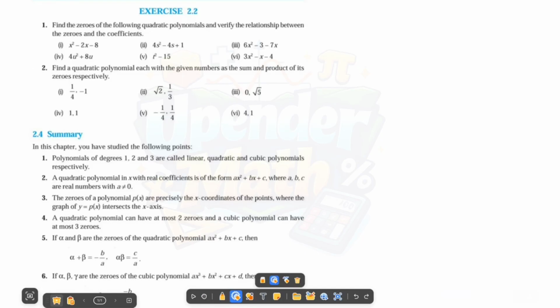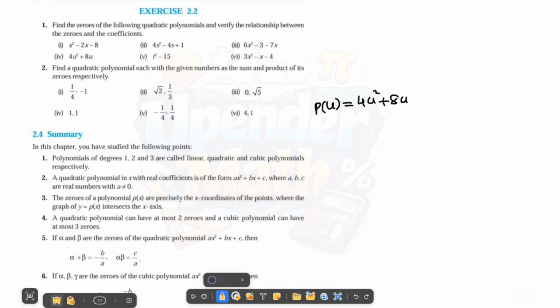Next, fourth question is 4u square plus 8u. We have to find the zeros of this quadratic polynomial and verify the relationship between the zeros. So here the variable is u, right? Let us take p of u is equals to 4u square plus 8u.